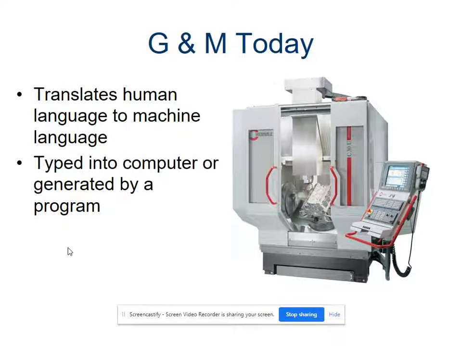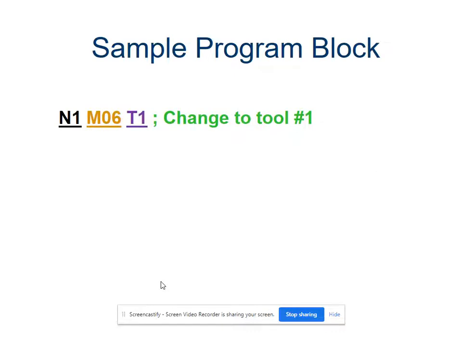And you type it into a computer, or it gets generated by a program. A little later on, we're going to learn how to do what's called CAM, computer assisted machining. And in CAM, you are going to use the computer to generate the G and M code that right now we're going to learn how to write by hand over the next couple of days. Anyways, so this is what's called a sample program block right here.